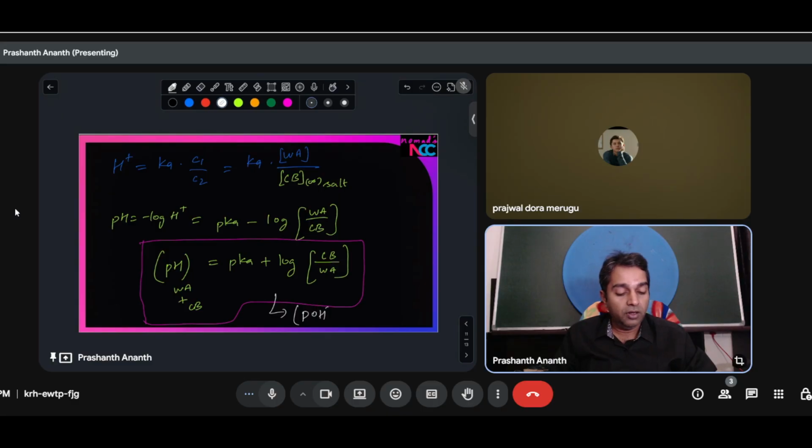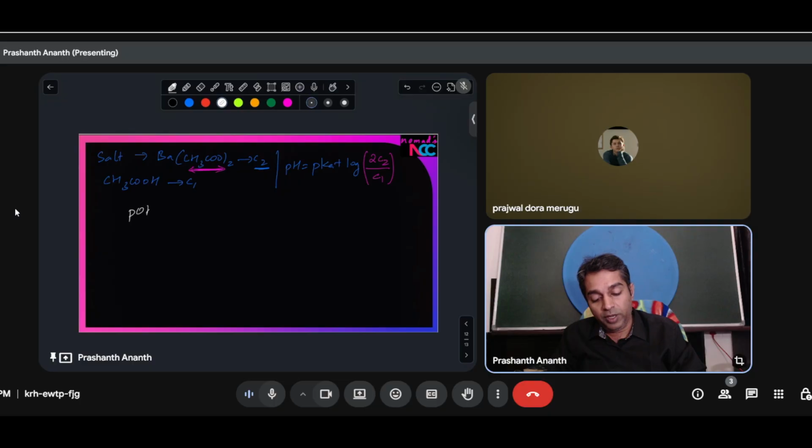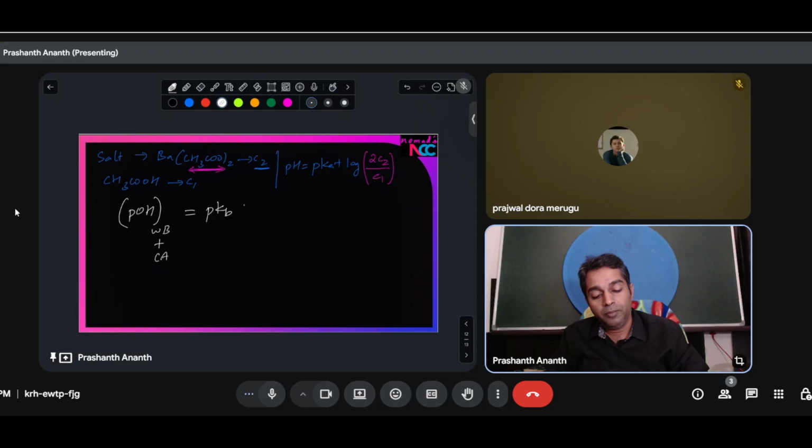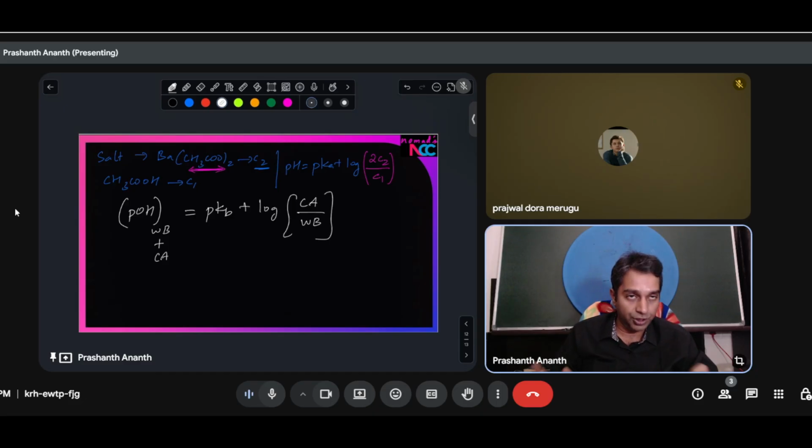pOH. I'll just put them down over here. So pOH for weak base plus conjugate acid. If we are just blindly converting it, in this case what we had was pKa, now it will be pKb plus log of, again in that case it was conjugate base by weak acid, here it will be conjugate acid by weak base, if I am doing a blind conversion.